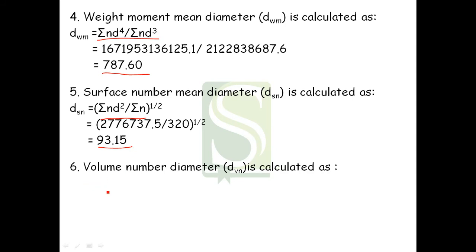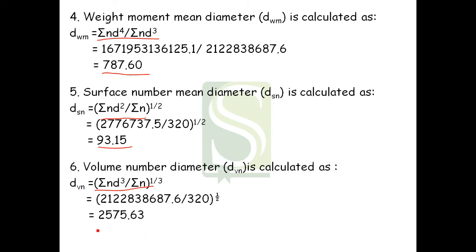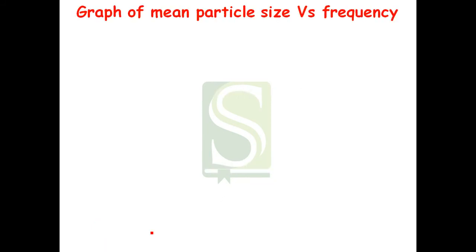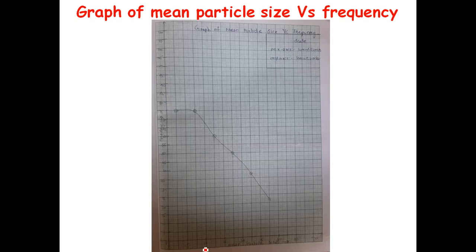And lastly, you are going to determine volume number diameter, whose formula is this. By putting the values, you get the volume number diameter to be 2575.63. Now we will plot a graph of mean particle size versus frequency. Over here we have taken mean particle size. Here we have plotted the frequency, and you get this type of curve.